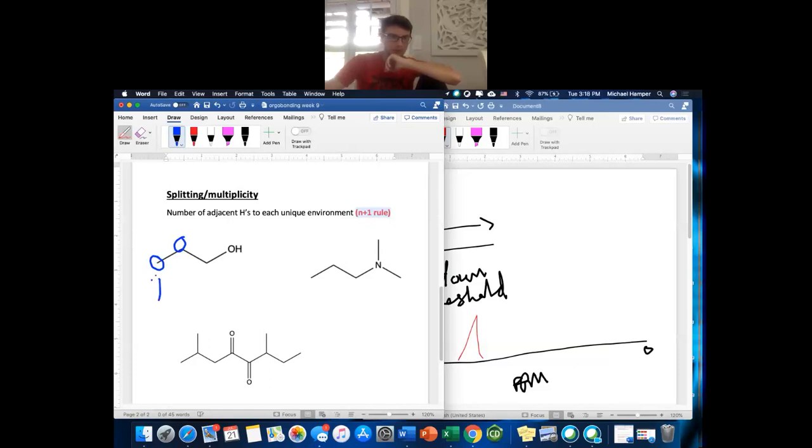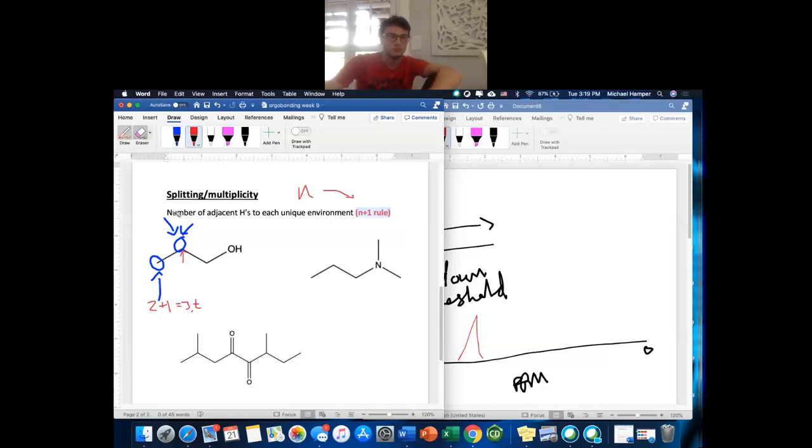Looking at these hydrogens here, this is the neighboring environment. How many hydrogens are in this neighboring environment? 2. So for this signal here, 2 plus 1, okay? Because n is the amount of hydrogens that are in the adjacent environment. So this methyl here, the hydrogens have 2 neighboring hydrogens. The 2 plus 1 is 3, and you're going to see that often called a triplet. So singlet, doublet, triplet, and so on.